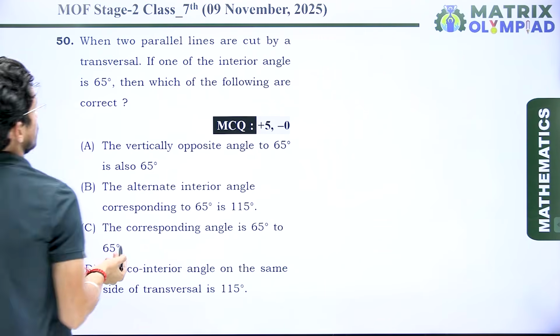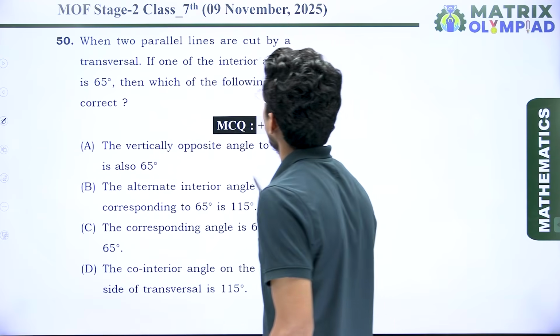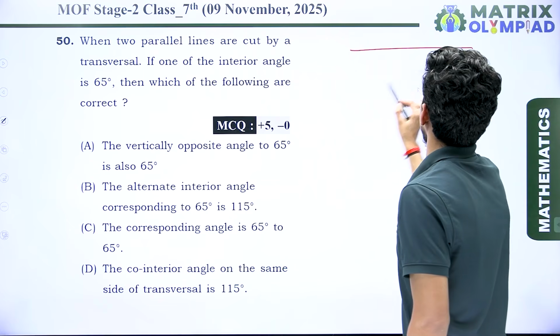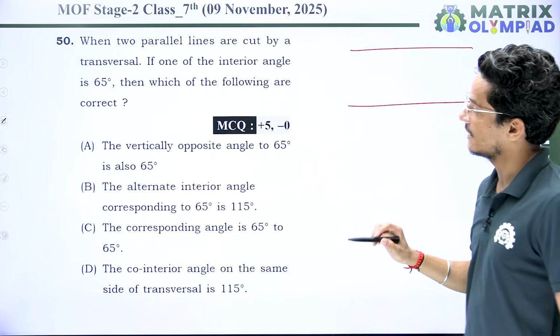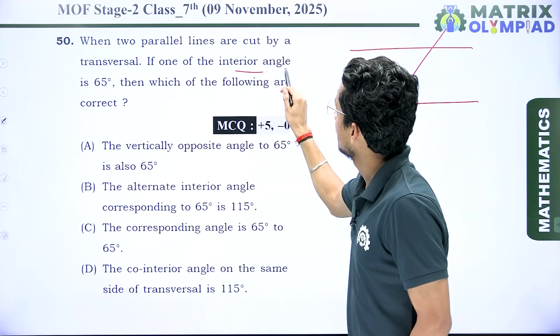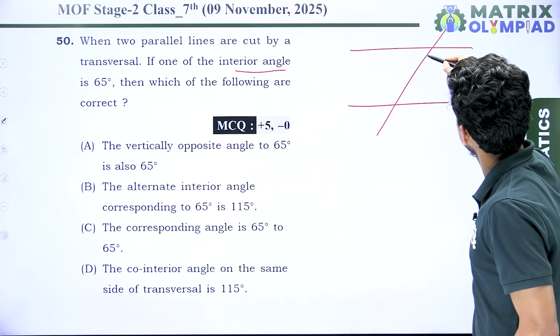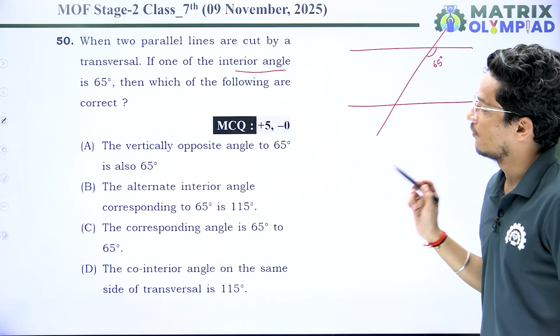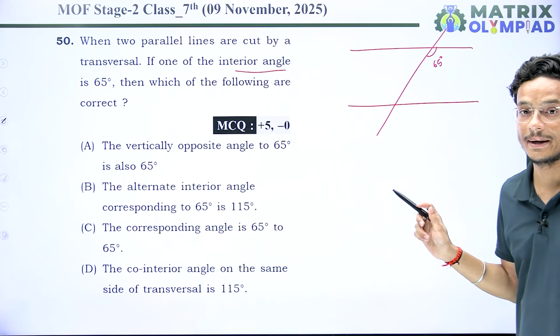So now if I talk about the next question, that is when two parallel lines are cut by a transversal line. So let's assume this one and this are the two parallel lines and cut by a transversal line, this one. If one of the interior angles is 65 degree, let's assume this angle is 65 degree, then which of the following are correct?